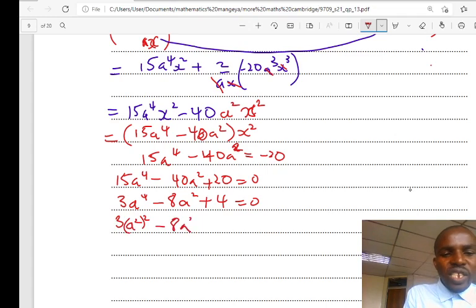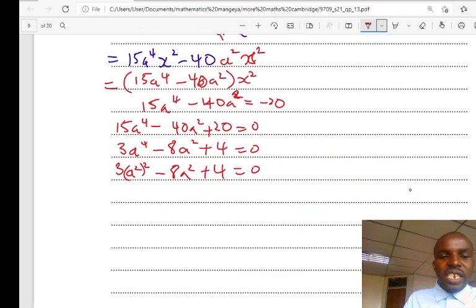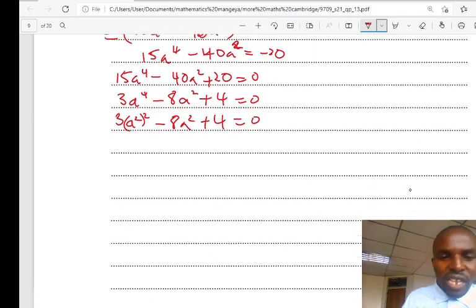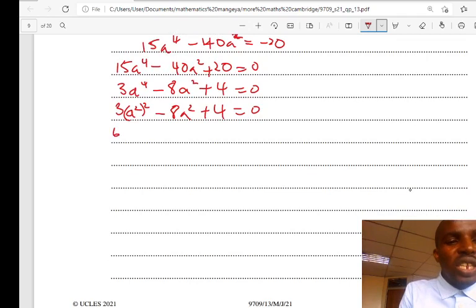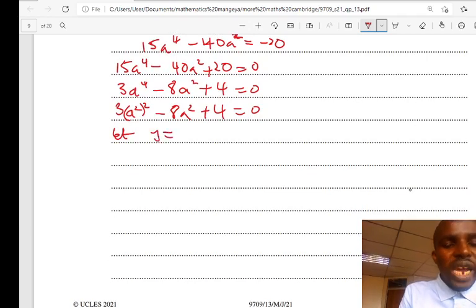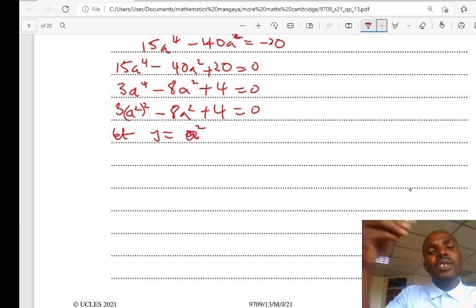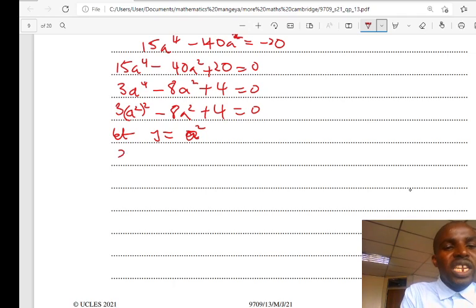Minus 8a squared, I'm sure you can remember these equations, plus 4 is equal to 0. Right after that, to make it easy to simplify, you can say let y equal a squared. Then you can work with y instead of a squared, and substitute later. It will be 3y squared minus 8y plus 4 is equal to 0.